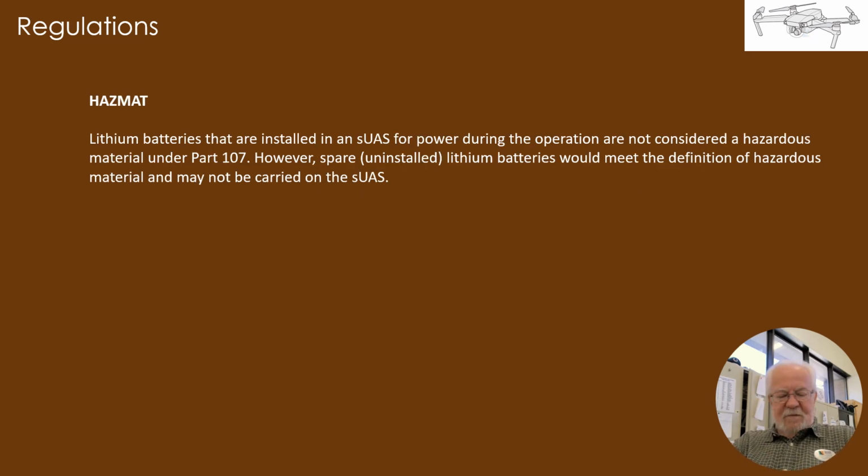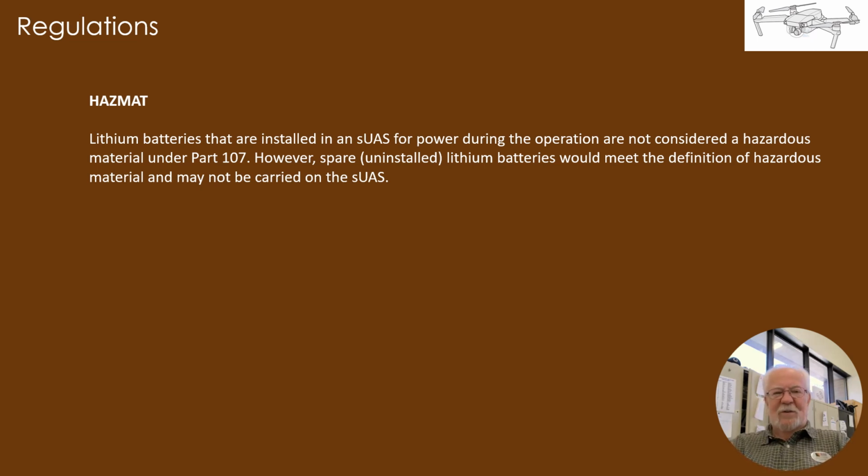Other items: lithium batteries that are installed for power are not considered hazmat. However, we're not allowed to carry any hazmat, and lithium batteries are hazmat. So if we're carrying a spare battery, that's hazmat. We're not allowed to carry any hazmat, right? But obviously, if it's used for the power, what is gasoline? What is jet fuel? It's hazmat, but it's used for flying, as the power source for an airplane, so you can use that.